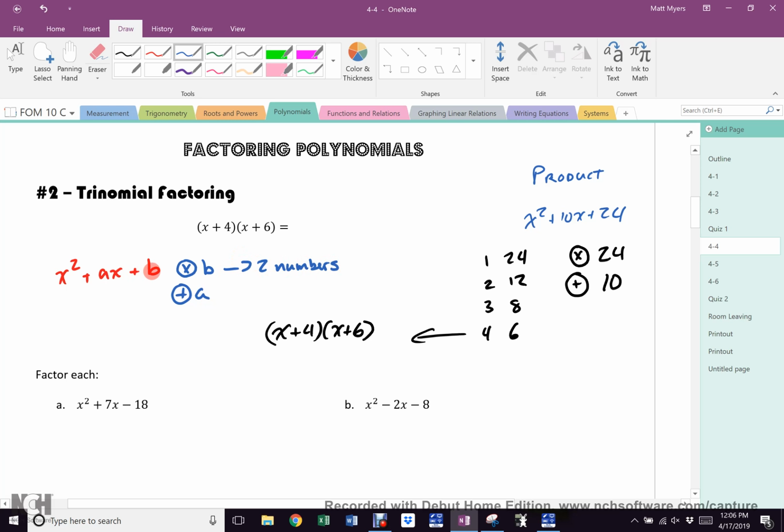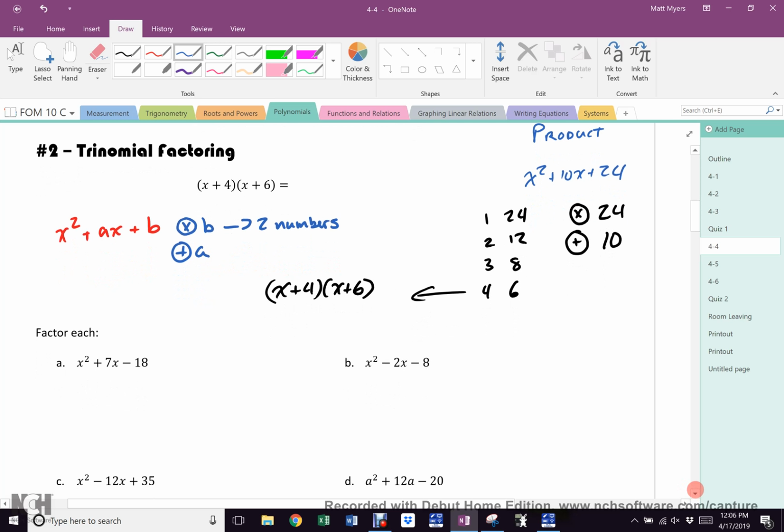No. You are always multiplying to the last one and adding to the middle one. So, let's look at this one. What must I multiply to? Negative 18. What must I add to? 7. Is it 1 and 18? Will they make 7 in any way? No. Is it 2 and 9? Will 2 and 9 make 7? How? 9 minus 2, correct? So my answer is x minus 2, x plus 9.